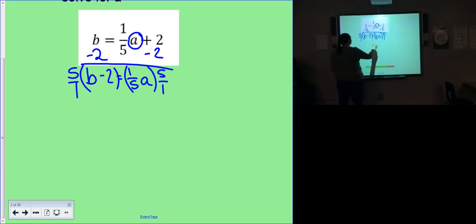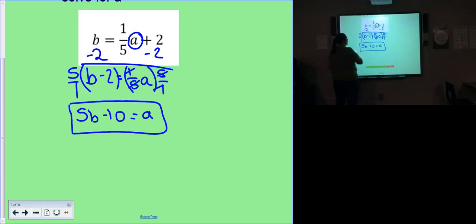All right, so when I do that here, my 1's cancel, my 5's cancel. This 5/1 here has to be multiplied to each part inside. Remember when we were solving, whenever we saw something on the outside, we had to distribute it. So 5/1 times B is 5B. 5/1 times -2 is -10 equals A. And that's my final answer.